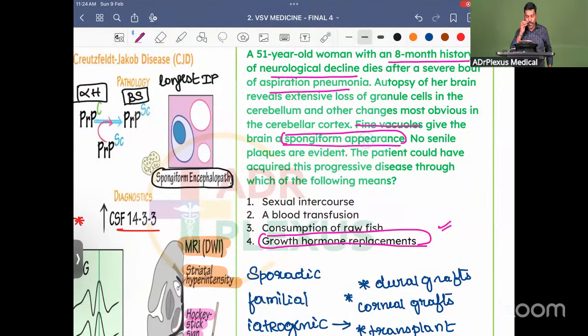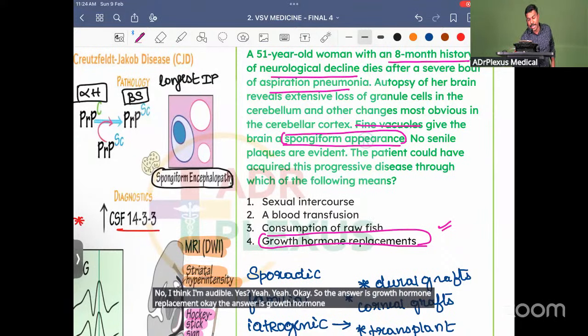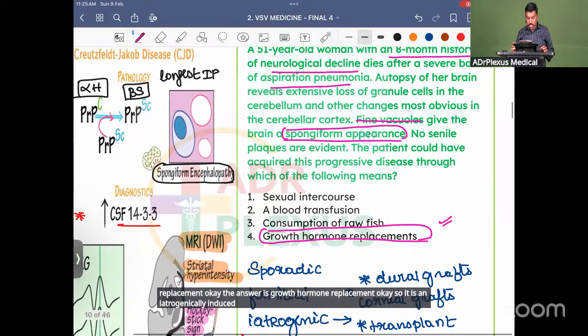Yes. Okay. So the answer is growth hormone replacement. So it is an iatrogenically induced prions disease.